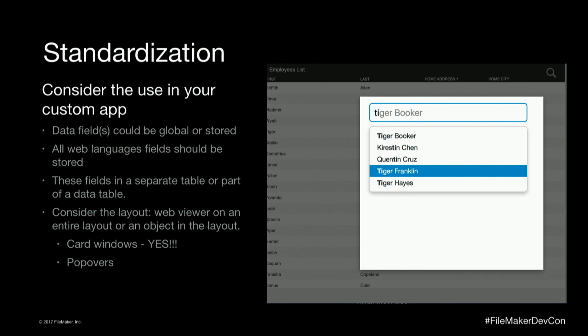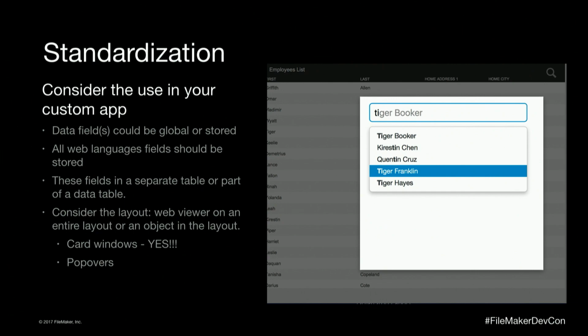All the web languages fields should be stored as well, and these fields could be in a separate table or be part of a data table. So in my app, it's in an HTML table, and when I push it into a custom app that I've already built, I will keep that same structure and then just use that separate table. But you could conceivably put all of these data fields, these HTML integration fields, into the same table as, say, the people table, wherever it fits your structure and your setup.